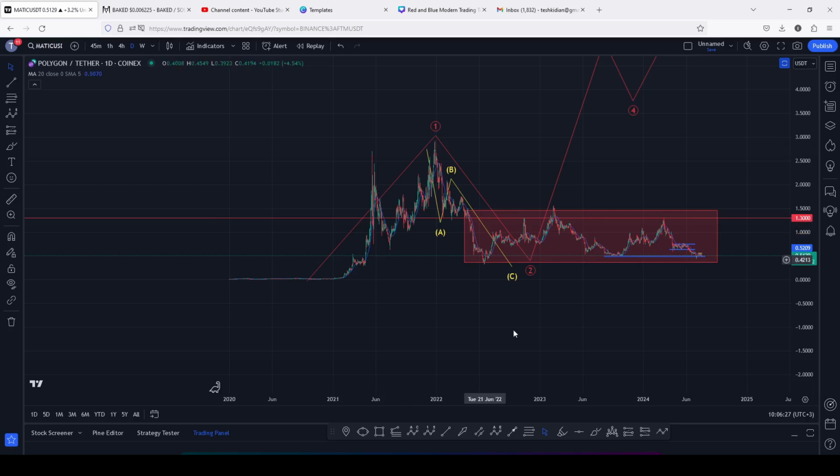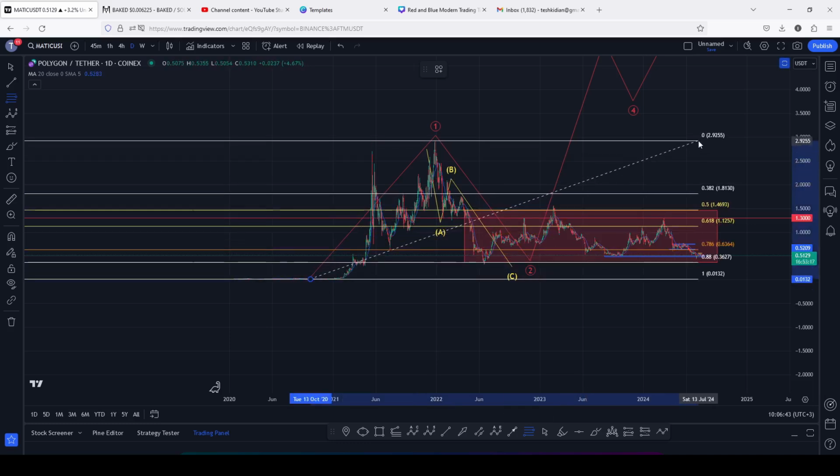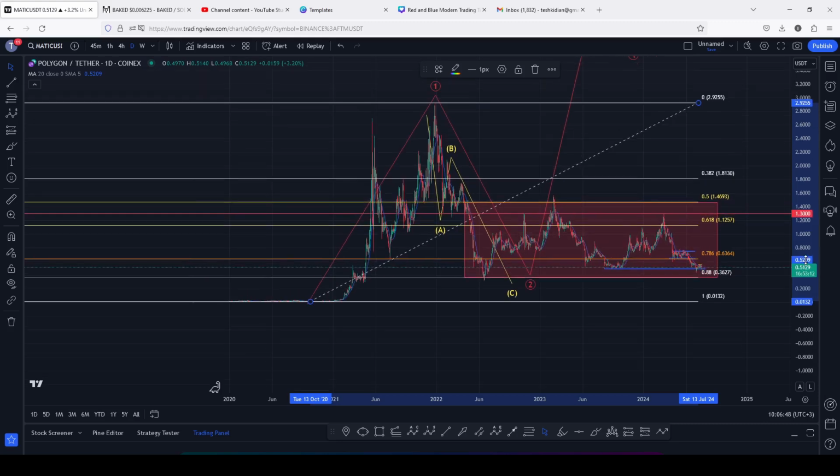And after we peaked in that ED12 count 1, we started a corrective structure in an ED12 count 2, whose minimum target areas can be given by connecting the Fibonacci's from the lows in that ED12 count 1 to the all-time highs, giving me a minimum pullback target area between the Fib level 0.5 and the Fib level 0.88 as a maximum. And that target area perfectly lies between the 1.4693 and the 0.3627, which is the area I have marked in red here on the charts.